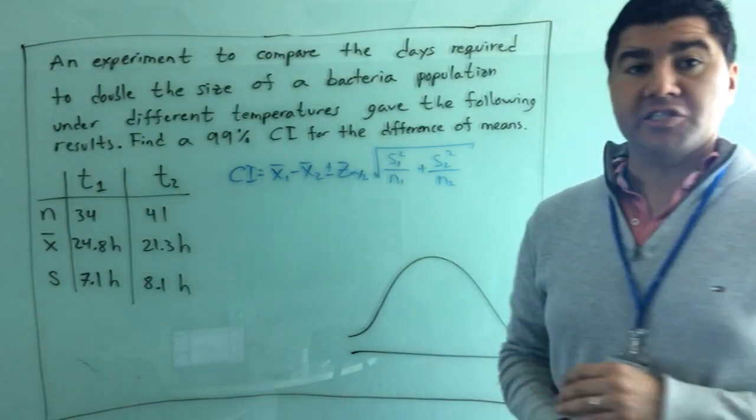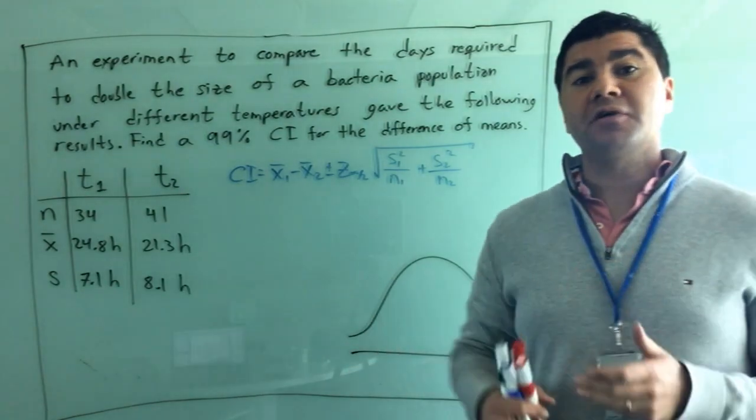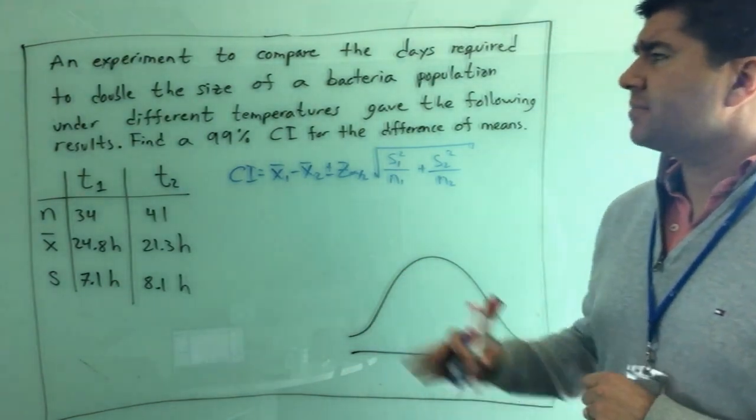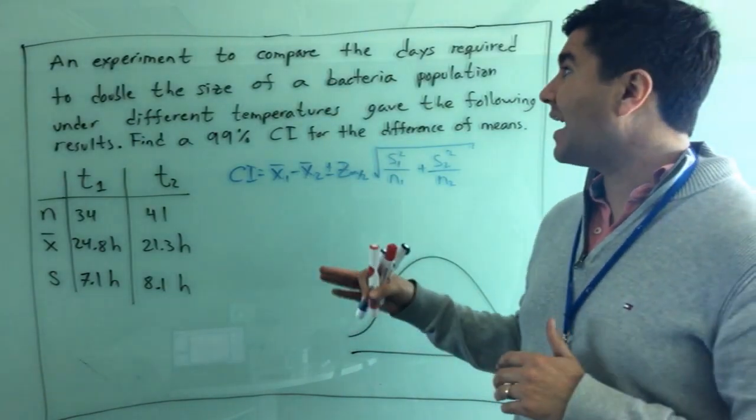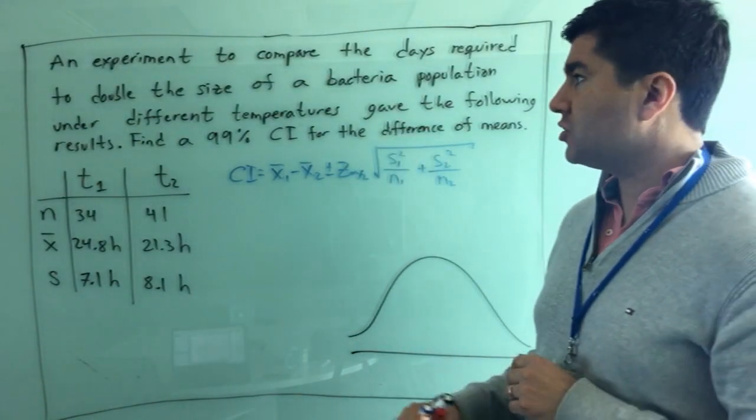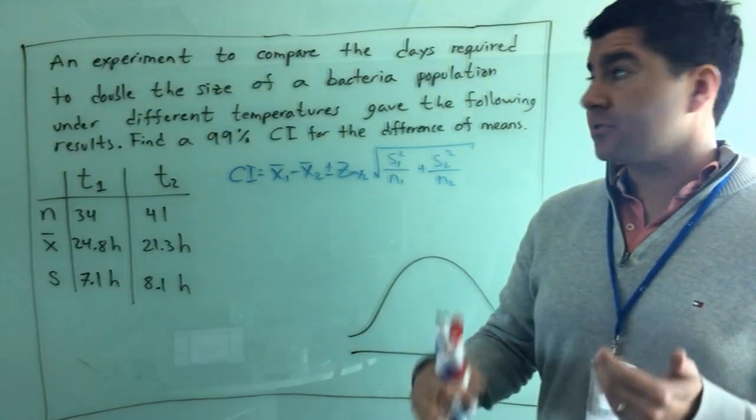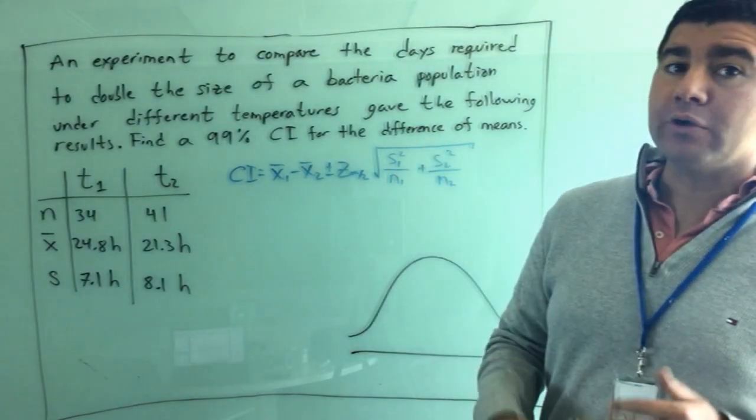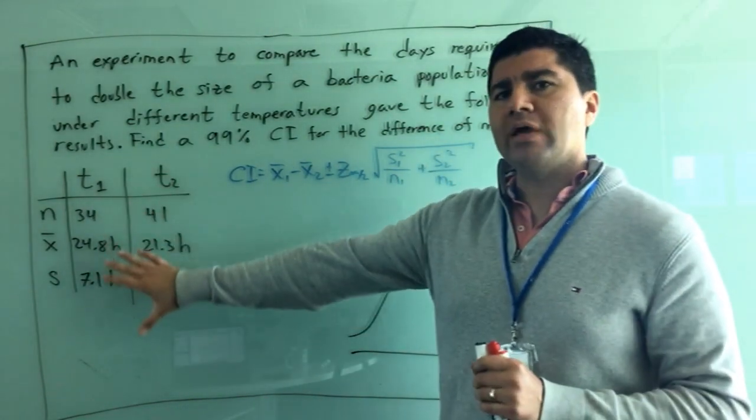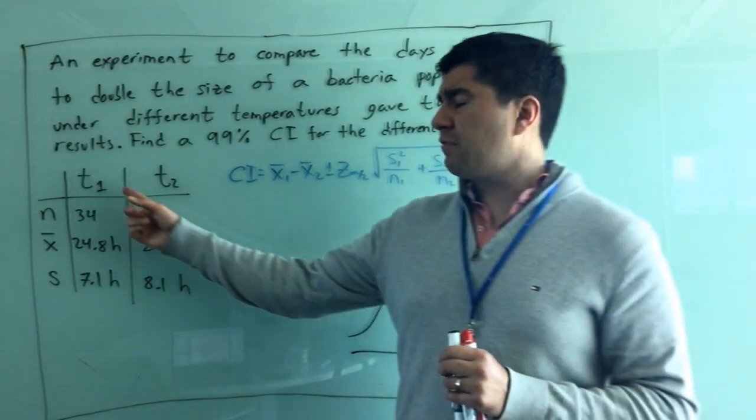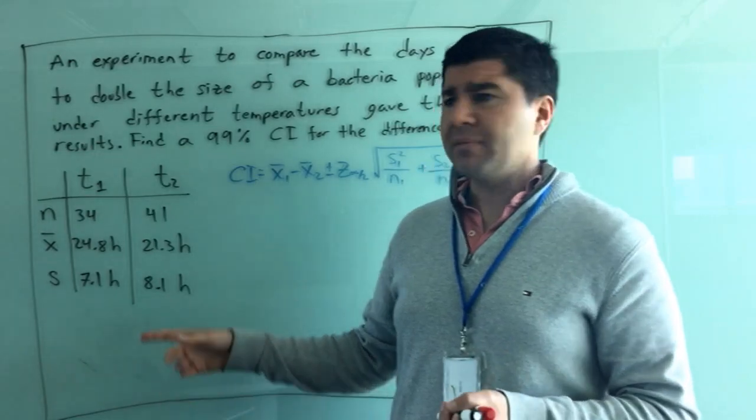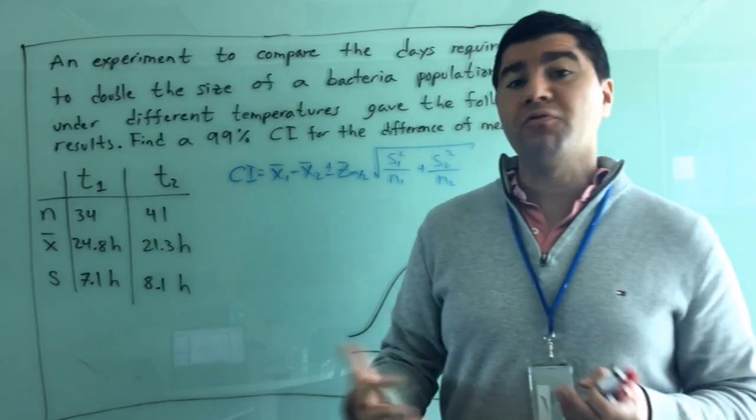In this second exercise, we're going to analyze a difference of means. It says, an experiment to compare the days required to double the size of a bacterial population under different temperatures gave the following results. These ones that we have in here. Look carefully how everything is for a sample. In the first case, a sample of 34 elements. On the second one, a sample of 41.